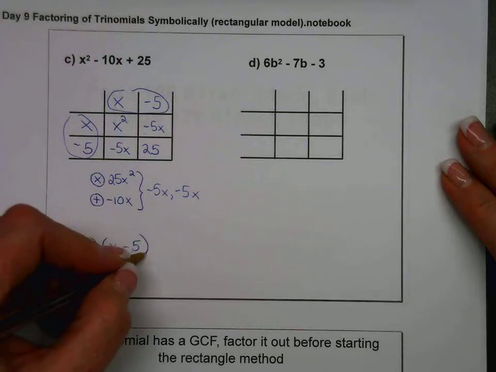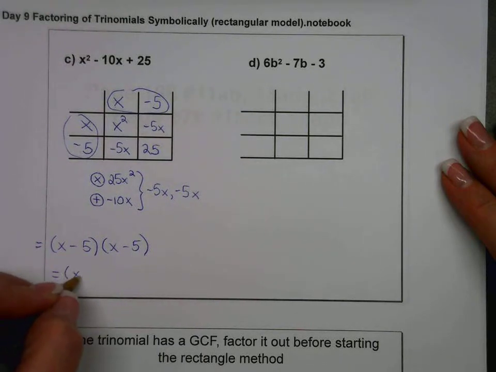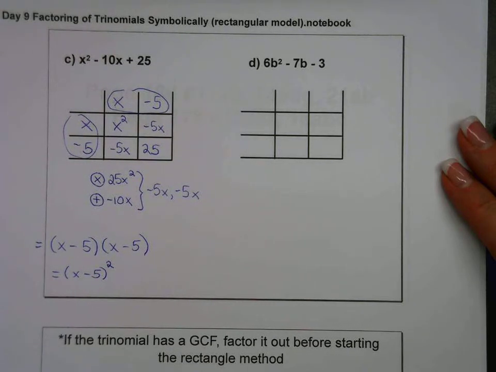Now, your factored form can be left like this. If you prefer, you can write the factored form as a binomial squared. That's another acceptable way to write the answer.